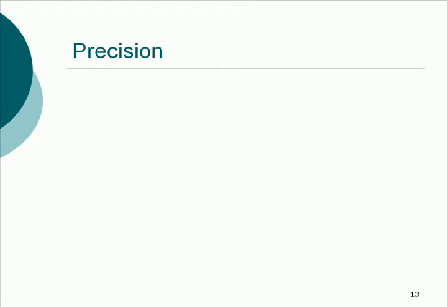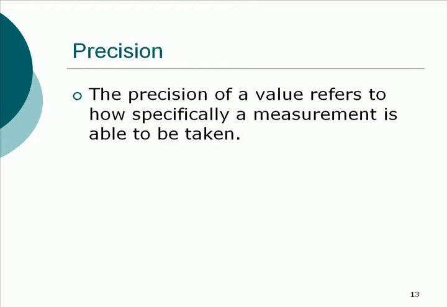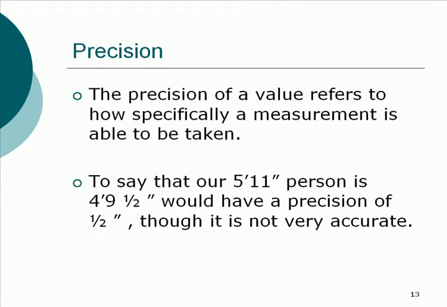Now let's contrast that with the precision of a measurement. The precision of a value refers to how specifically a measurement is able to be taken. Again, for example, let's go back to our person that's 5 feet 11 inches tall. If we claimed that they were 4 feet 9.5 inches tall, that would not be very accurate. We'd be more than a foot off. However, we have very good precision. We've measured it to the nearest half of an inch. So we measured it very precisely, but not very accurately.